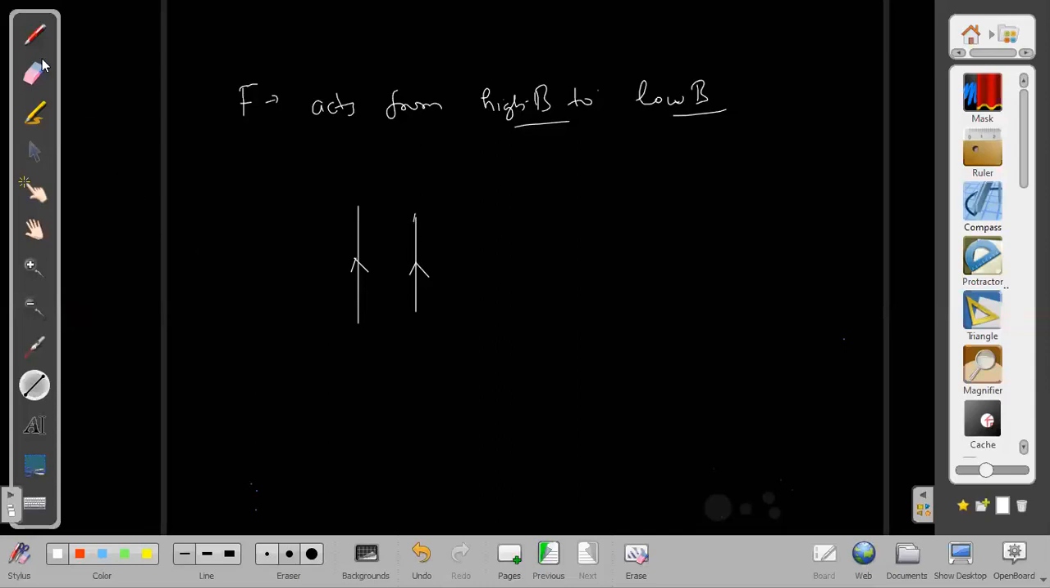If I look from the top view, then what will this wire look like? Coming towards me. How will the magnetic field lines be? What kind of loops due to the wire here, clockwise or anti-clockwise? Anti-clockwise. Magnetic field lines are anti-clockwise here.